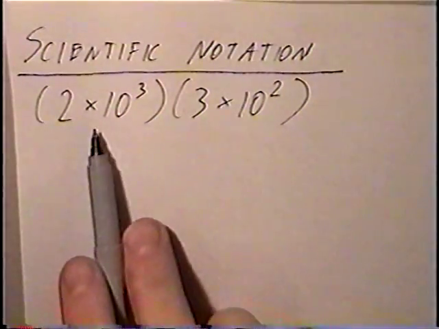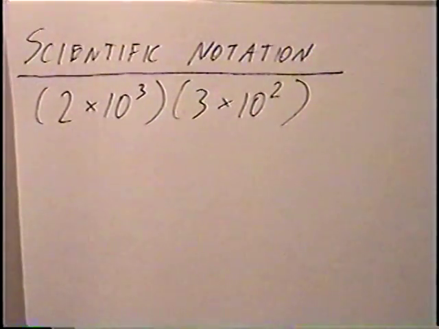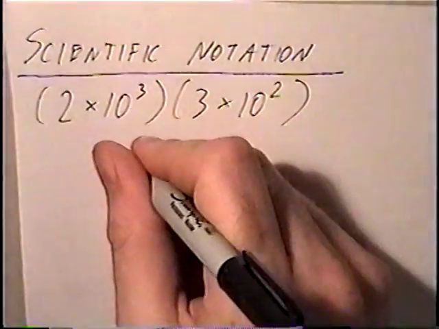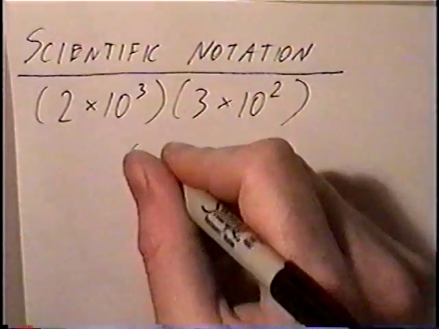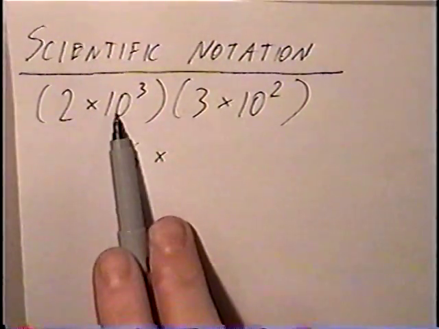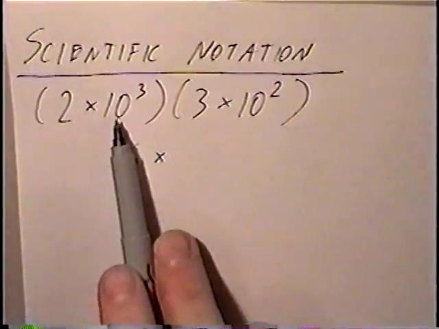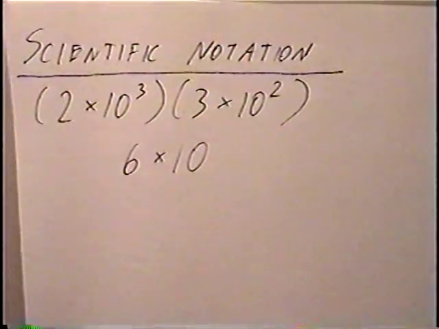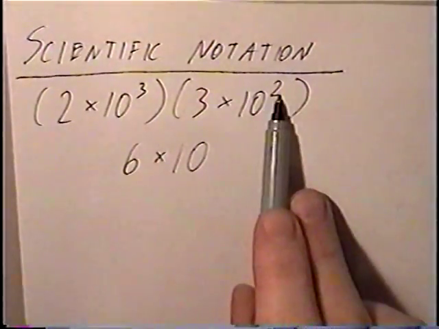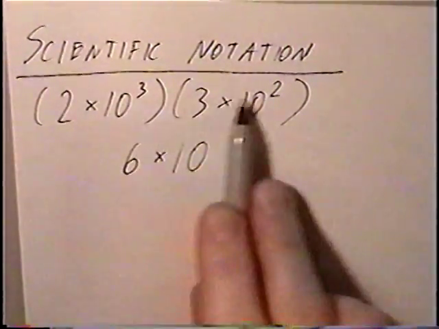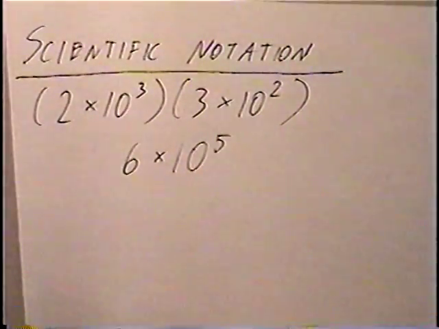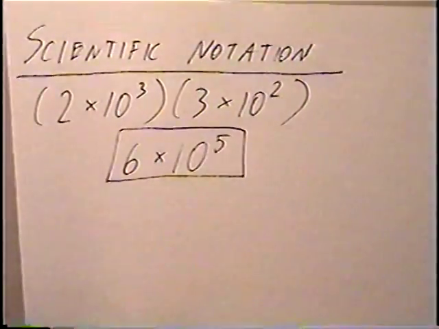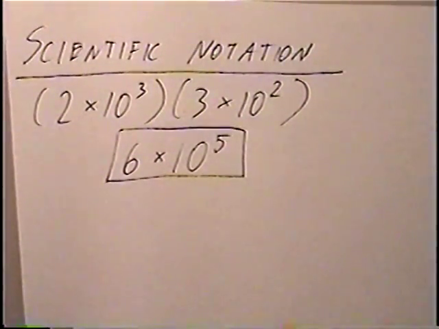To simplify, we can combine both of these together. The numbers in front, which are 2 and 3 in this case, we can multiply. 2 times 3 would be 6, times 10 to the third and 10 to the second. They have the same base, which is 10, so 10 would stay the same. And the exponents, like we did in previous sections, we can add. 3 plus 2 would be 5. So combining the two numbers into one single number using scientific notation, the answer would be 6 times 10 to the 5th power.